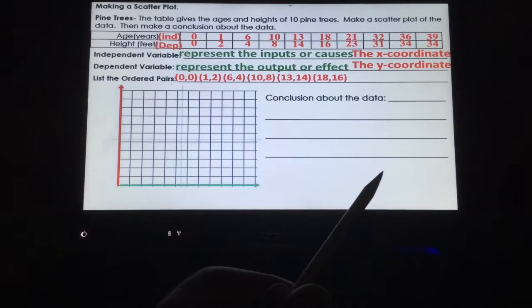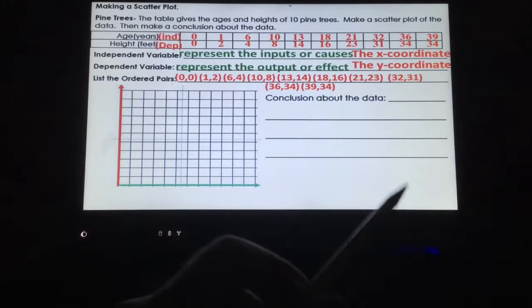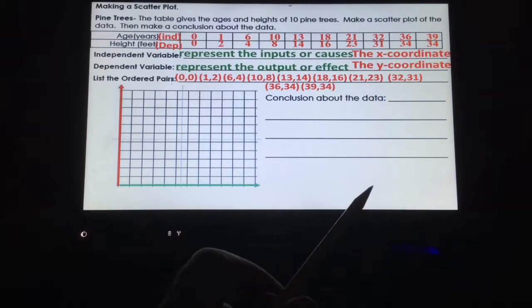So go ahead and write all these points down. If you need to press pause to write them down, go for it. So there's all 10 points, all 10 data points. Now we're going to go ahead and plot these points.